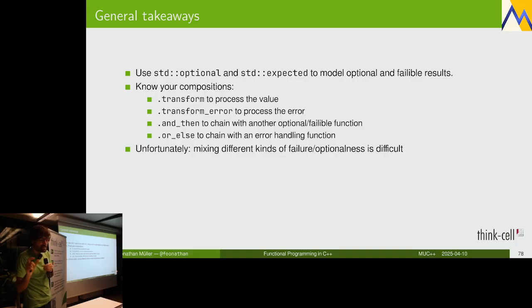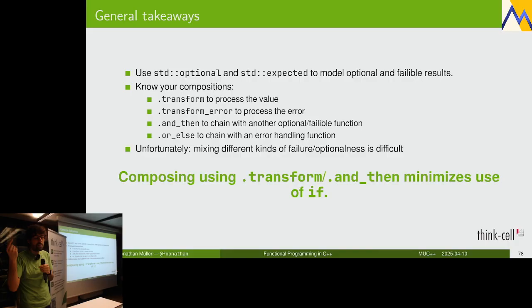But it's still a bit awkward here. This is where a pure functional programming language actually has the better tools to handle this. Because mixing different kinds of failure and optionalness is difficult. Like if you've got unexpected, you can't easily go to optional and vice versa and stuff like that. But if you do that, you minimize use of if.